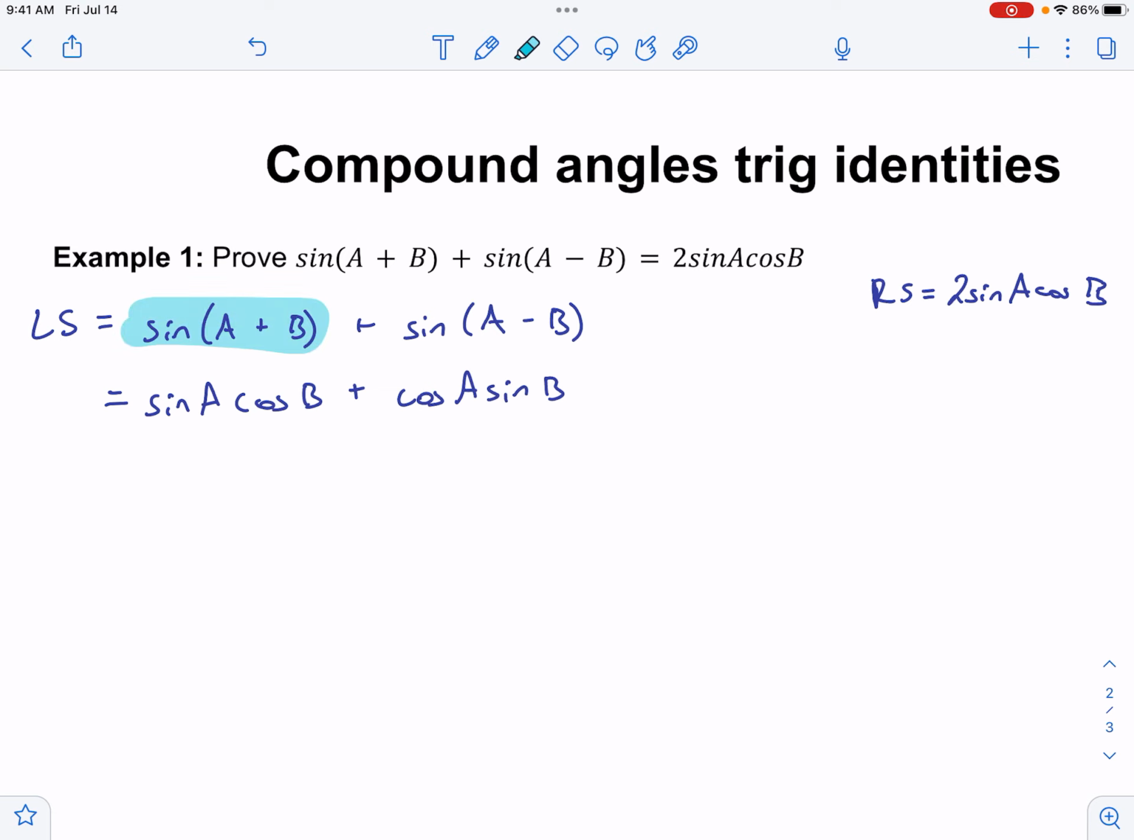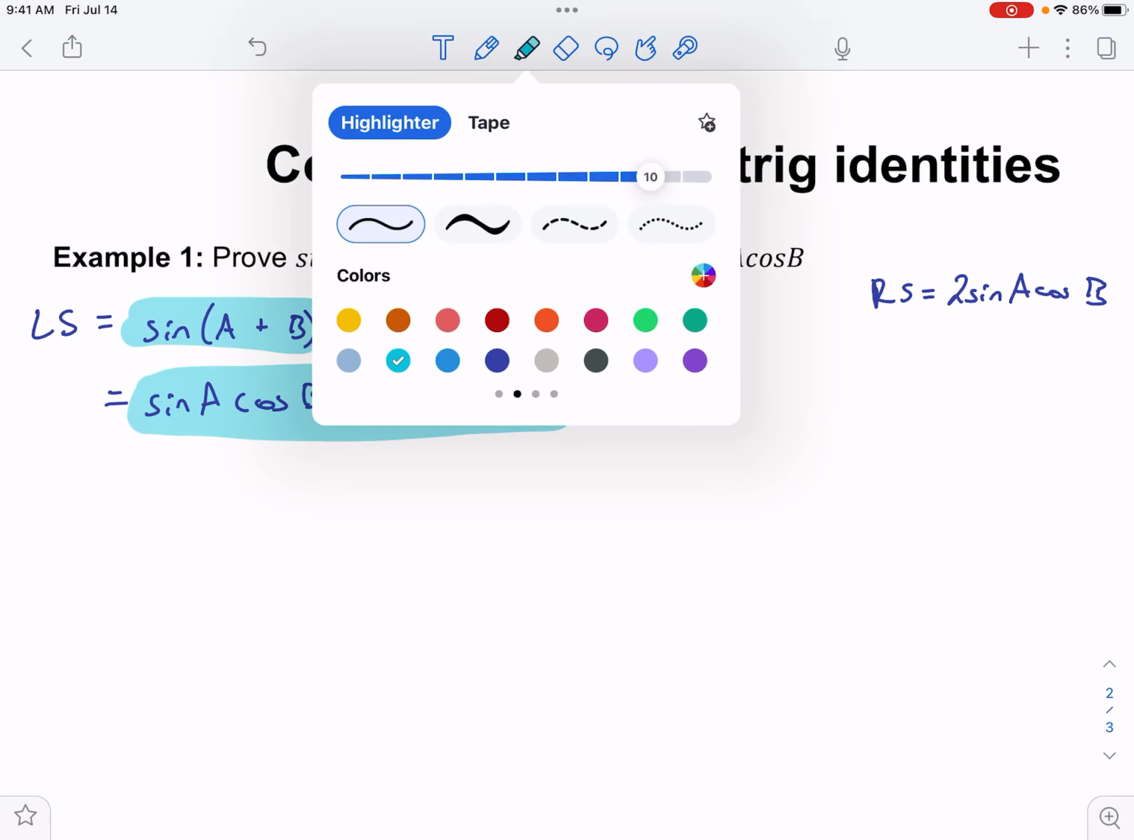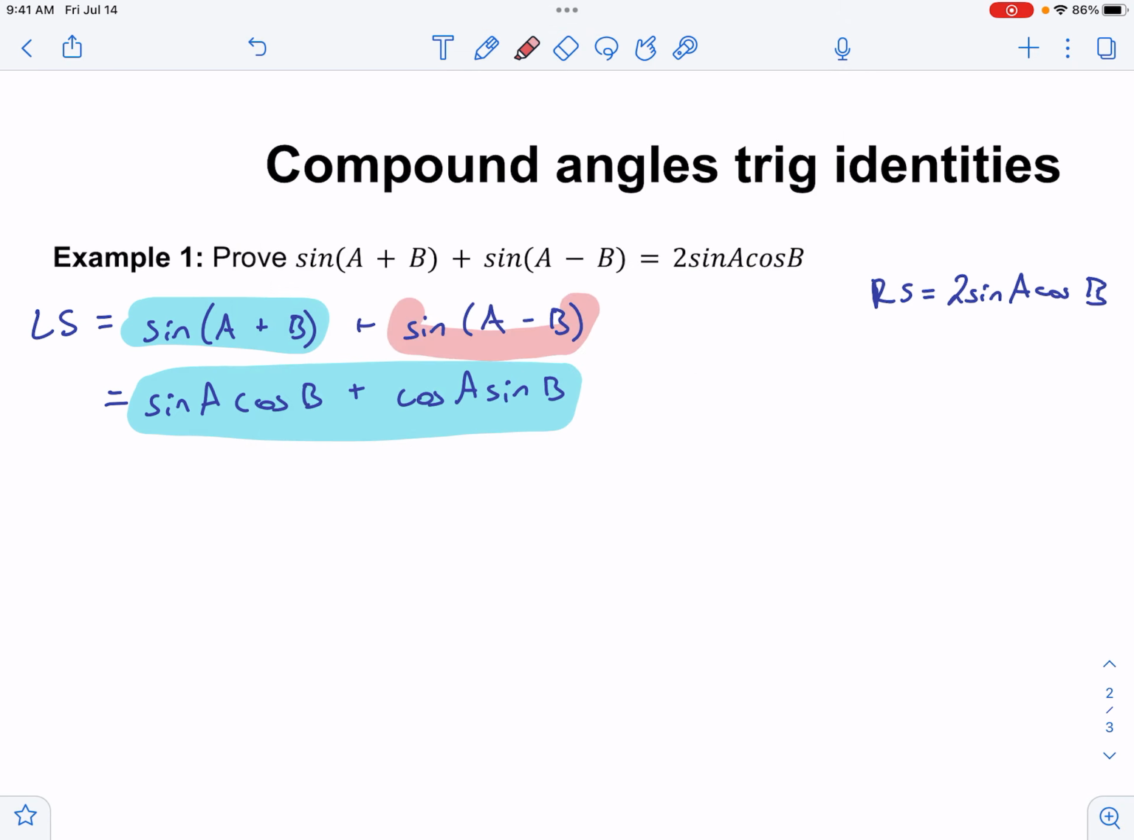So these two match up. And now I'm going to expand my second one here. So there's going to be a big old plus. And then once again, our sine, so this is a sine formula with a negative. So I'll do sine first angle, cosine second angle, minus cosine first angle, sine second angle.